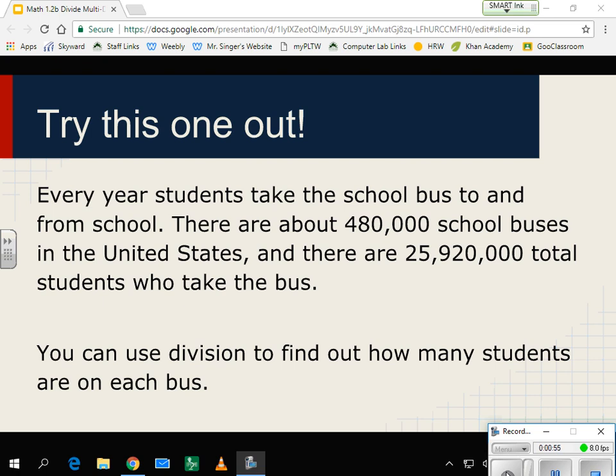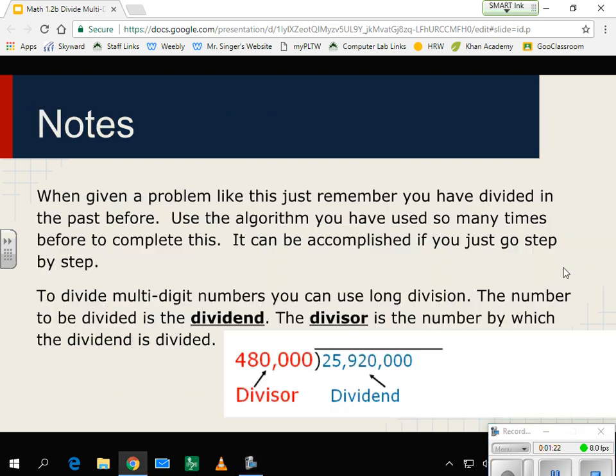Here's a scenario that we're going to think about to get ourselves started. It says every year students take the school bus to and from school. There are about 480,000 school buses in the United States. There are 25,920,000 students total who actually take the bus. Again, these are averages or estimates. You can use division to find out how many students are actually on the bus. And yes, it's a big number, but yes, we can also make this work.